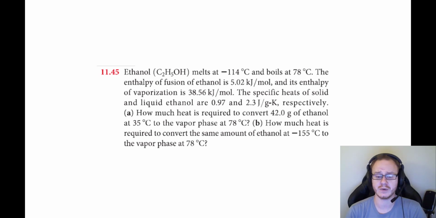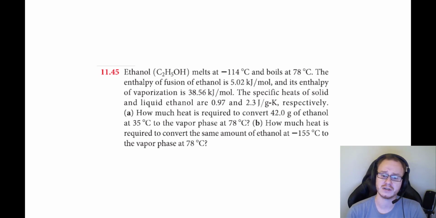This is the energy change when it needs to vaporize, to actually transition from a liquid to a gas, or the reverse, a gas to a liquid. In addition to this information, we also need to know the specific heats of the solid and liquid ethanol, and they are 0.97 and 2.3 joules per gram Kelvin respectively. The specific heats are necessary when the solid is heating up or when the liquid is heating up, but not during the transition of a phase.